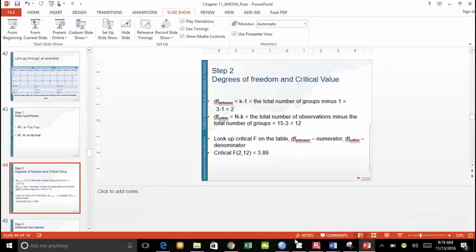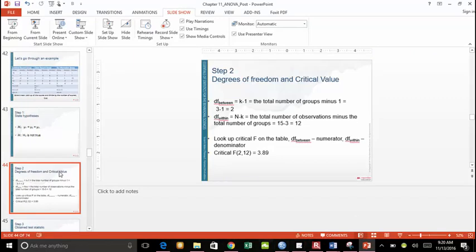And actually, I'll just draw this out for a second. We've got a critical F of 3.89. Okay, now we've got to do the computations.